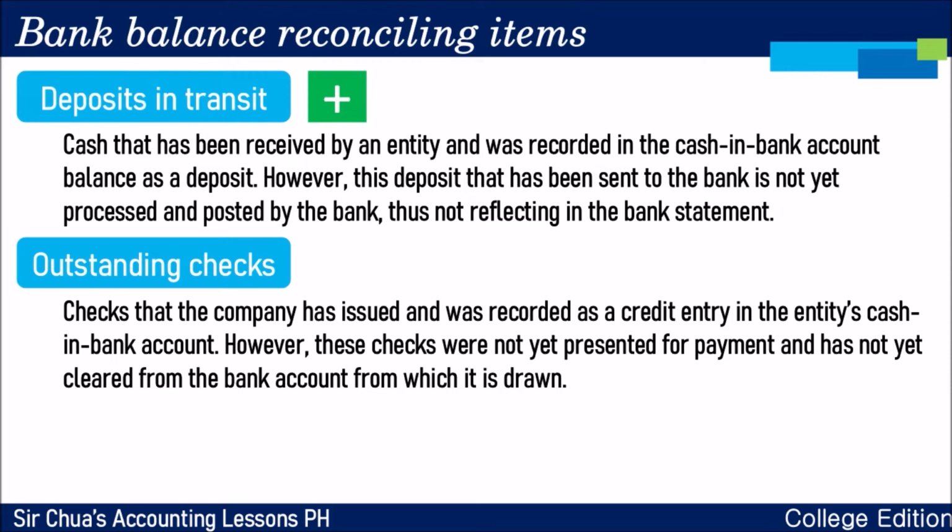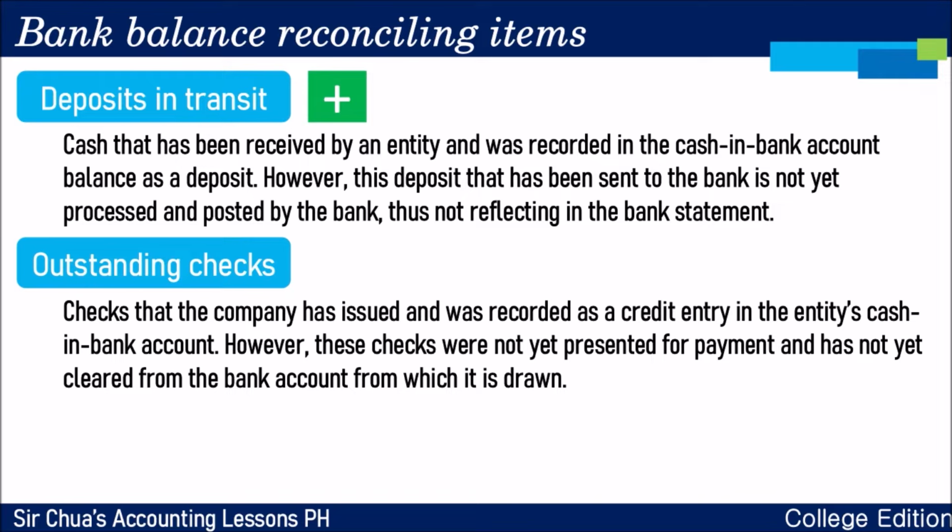Okay? The second reconciling item that we need to consider is what we call outstanding checks. Checks that the company had issued and was recorded as a credit entry in the entity's cash in bank account. However, these checks were not yet presented for payment and have not yet cleared from the bank account from which they are drawn. This means that, as I told you, when a company pays expenses or pays suppliers, usually it is by cheque.